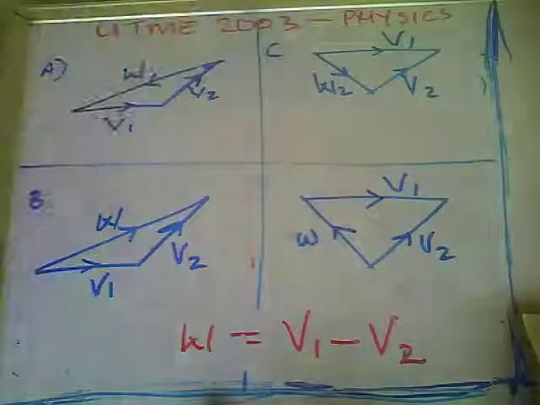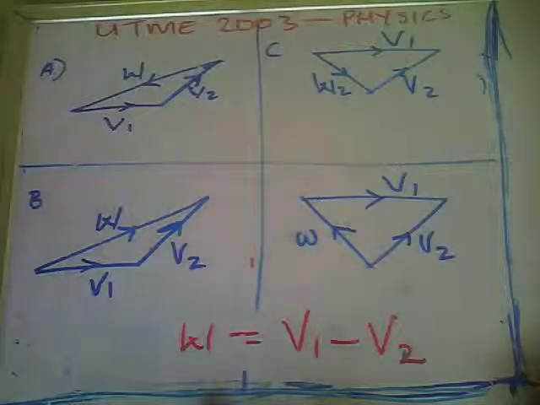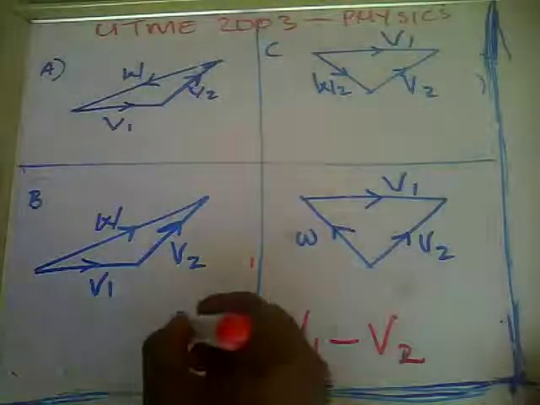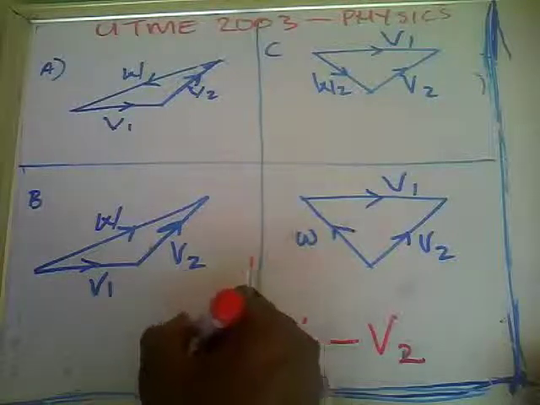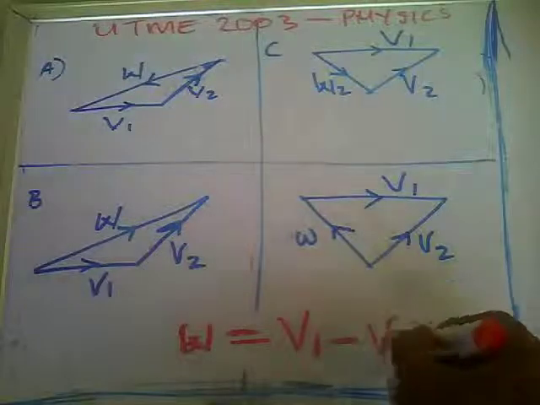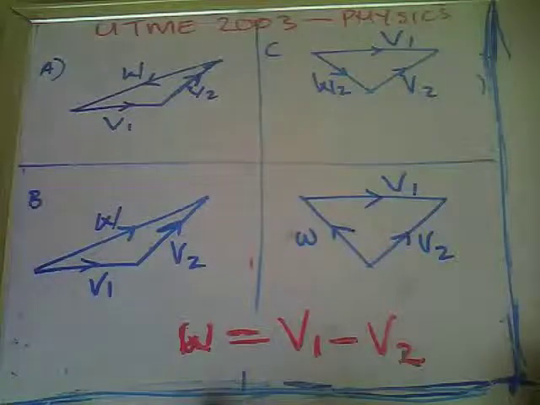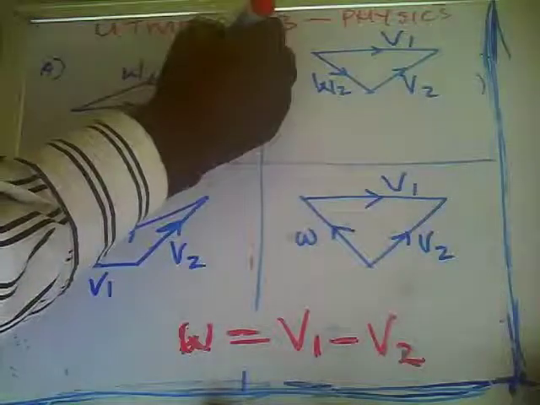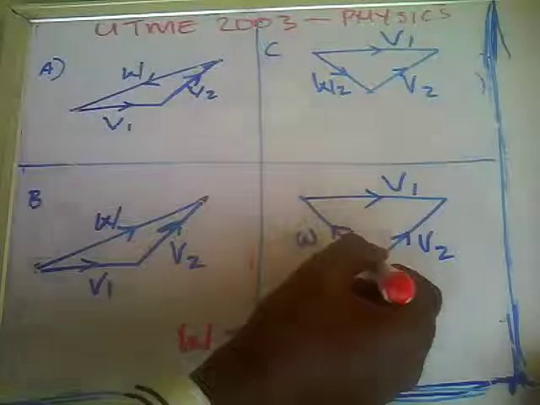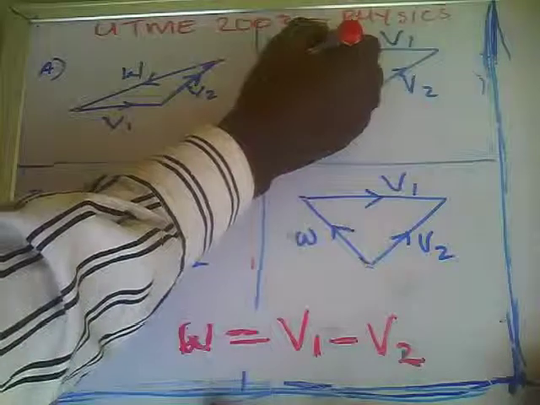But the question that we have here is, which of the following represents vector difference W equals V1 minus V2? Now, W means from this place to this place.